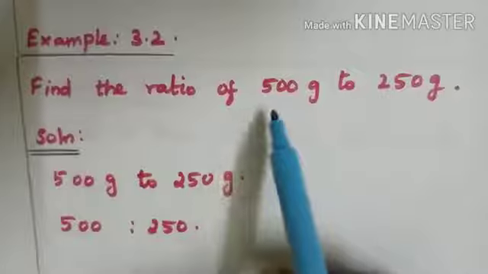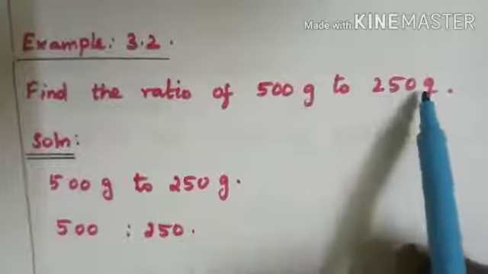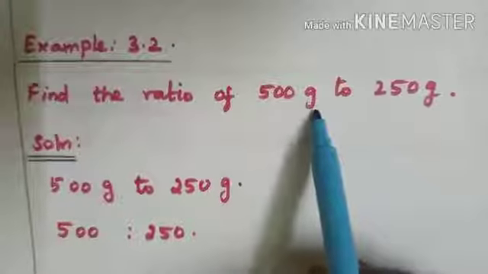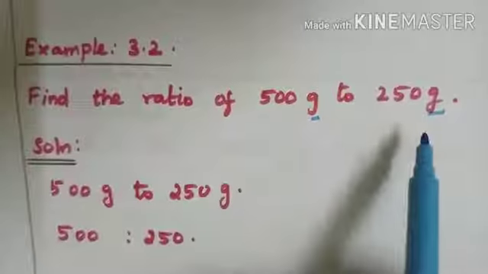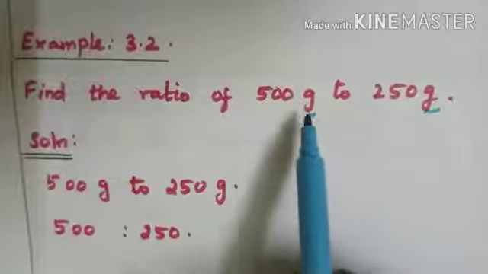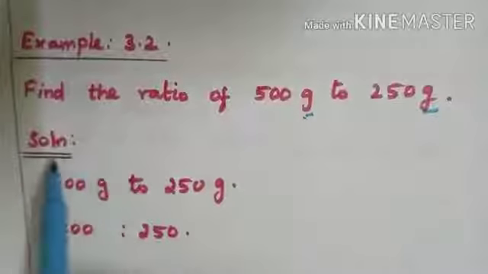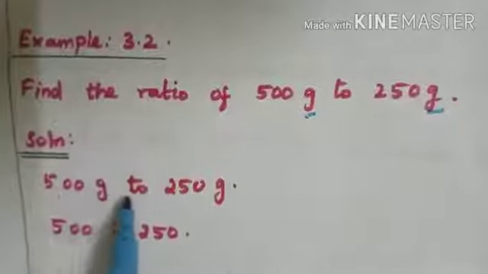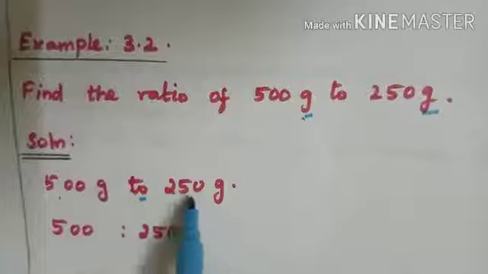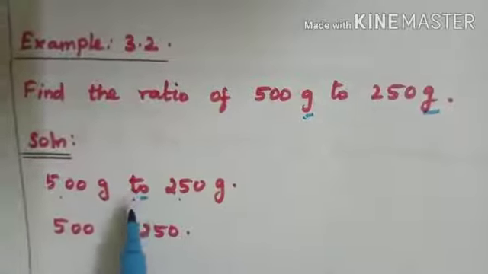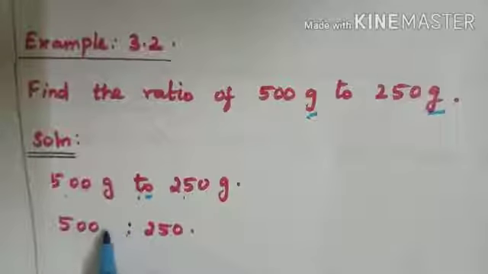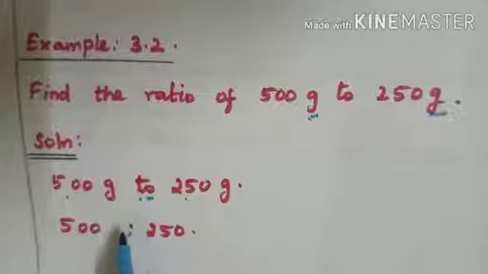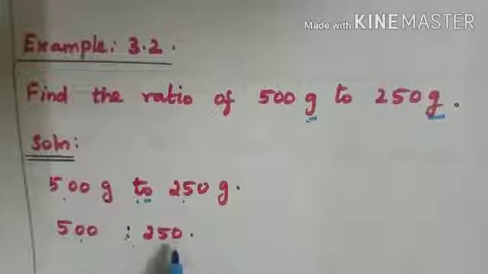Find the ratio of 500 gram to 250 gram. Now you see gram and here also gram. So it is of the same kind. It is not of a different kind, isn't it? Same gram and gram. So solution: 500 gram to, this is the question, 250 gram. So we write 500 is to 250. In the next line we don't need to put the gram, isn't it? So 500 is to 250.